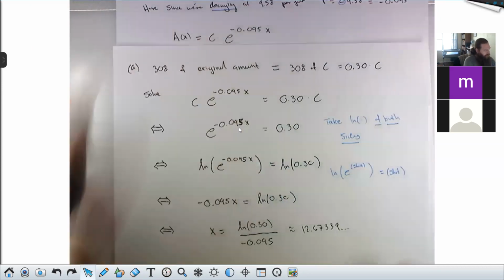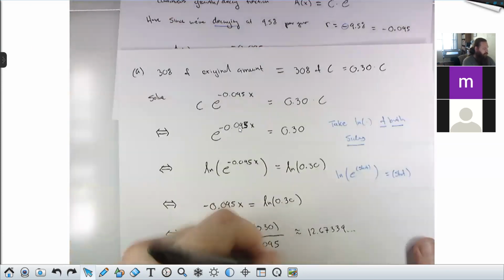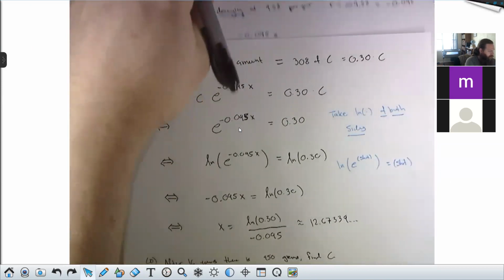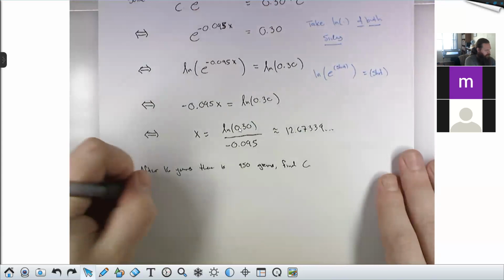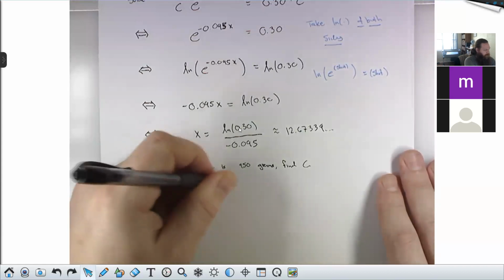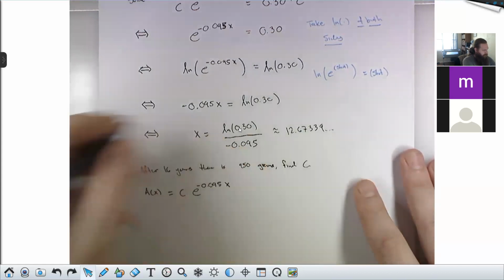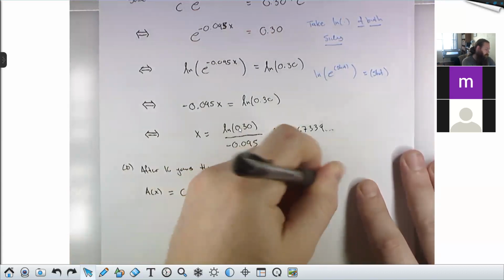The second part said if after 16 years there is 950 grams, find the original amount, find C. So I need to take my model and interpret that statement in the context of my model. After x years, A of x is C times e to the negative 0.095x. The statement that after 16 years there's 950 grams means A of 16 is equal to 950.